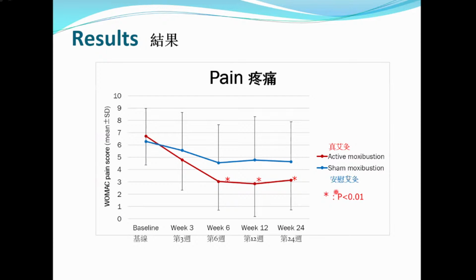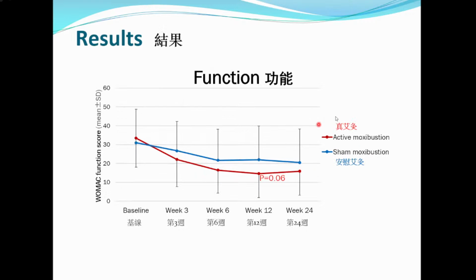So the results show the red line is active moxibustion, and the blue color is the sham placebo control. After 6 weeks of treatment, the pain decreased significantly in the active group compared to sham control. And continuously at week 12, after treatment stopped at week 6, the follow-up still remains improved, and a half year later, it still remains improved. The p-value is smaller than 0.01, that's very significant. For function, they also showed that at week 12 function improved significantly compared to the sham control.